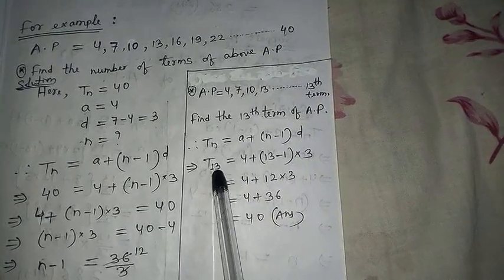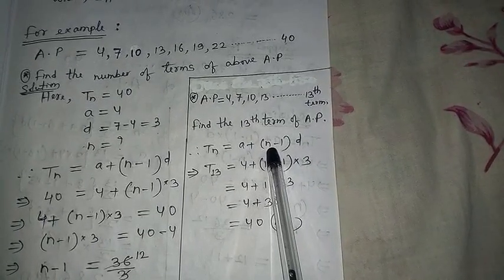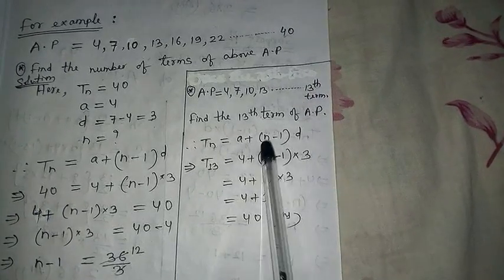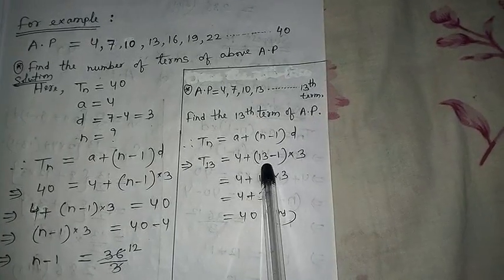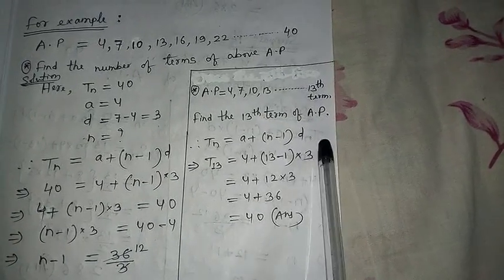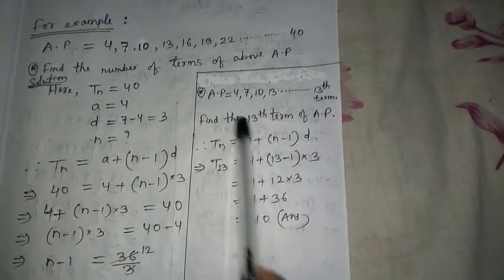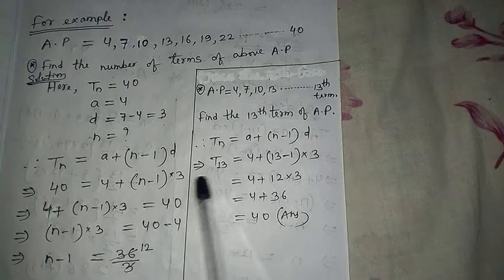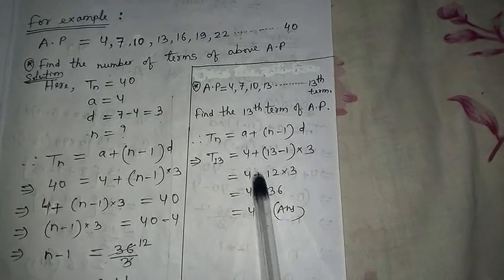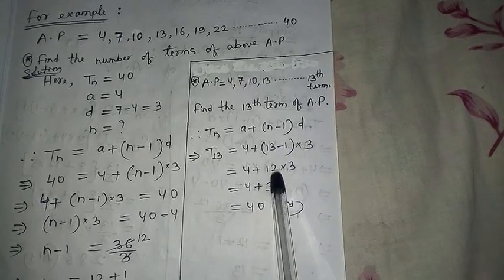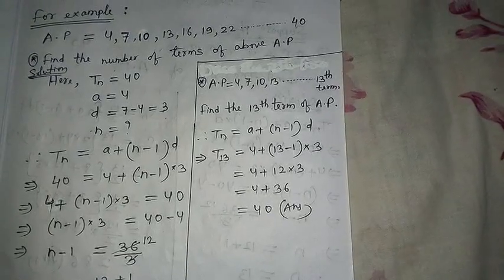So in place of Tn I wrote T13, and as you know a is the same, 4, plus n. This time, this 13 is called n. I hope you understood: the number of terms n is 13, 13 minus 1 into the common difference. I have taken the same question, so 7 minus 4 is 3. Now no need to write anything here because we are finding the 13th term, so directly it equals 4 plus 3 into (13 minus 1), which is 12. 12 into 3 is 36, and 36 plus 4 is 40.